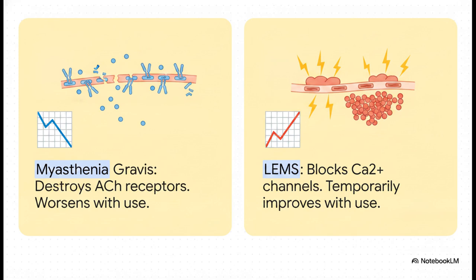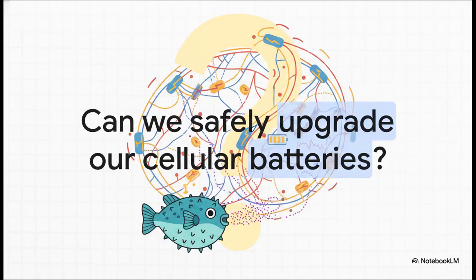In that totally unique case, repetitive use actually helps build up enough calcium to temporarily force an improvement in strength. So you have the exact same overarching symptom of weakness, but stemming from 2 completely different microscopic breakdowns. Which leaves us with a truly astonishing thought to end our explainer on today.